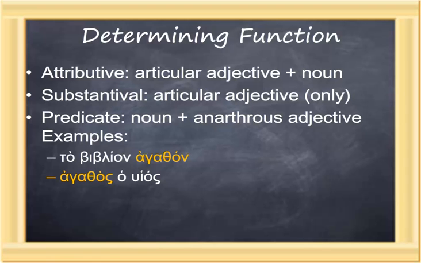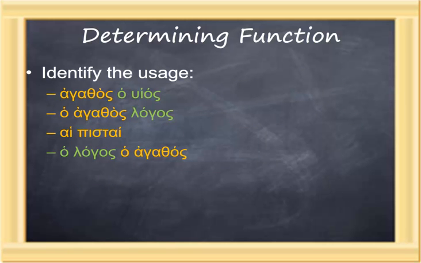Remember, case ending determines usage, not where it is in the sentence. Let's review by examining each of these examples. Number 1, agathos ho huios. The adjective is anarthrous. It has no article preceding it. And yet, it has a noun with which it agrees, huios. In this particular case, the adjective is functioning as a predicate.